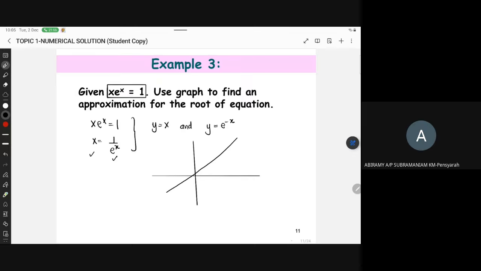Okay, now this is the straight line. Sorry. Okay, let's try again.